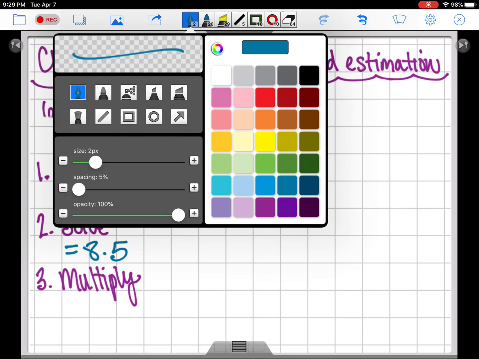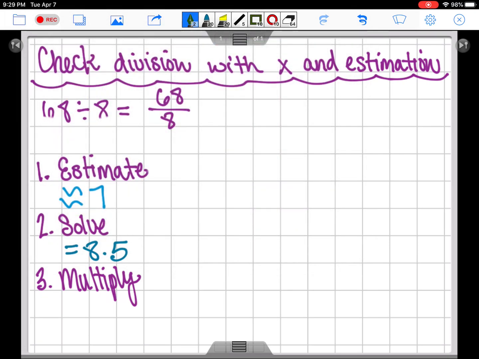I like it. Let's pick another color, and I promise not to get too distracted. I am getting distracted. Ooh, let's do dark green.